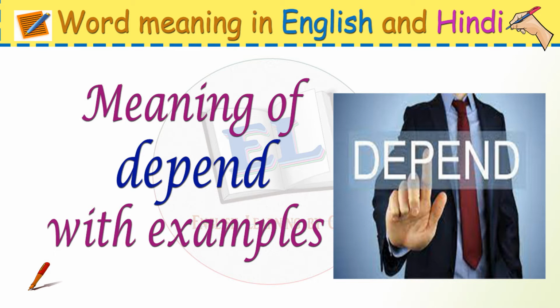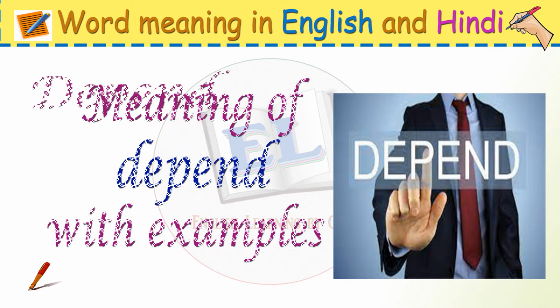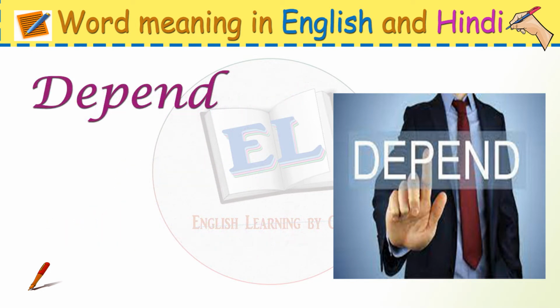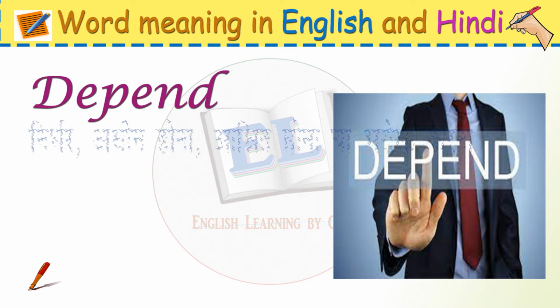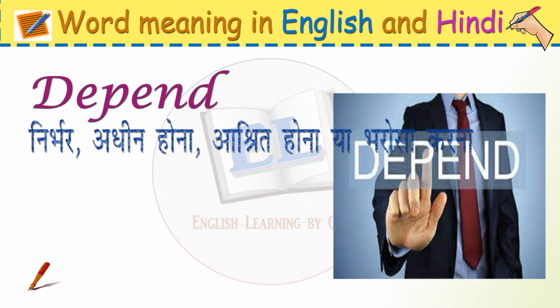In this tutorial we will learn the meaning of depend in English and Hindi with example sentences. Depend, meaning in English is be controlled or determined by, or be able to trust, rely on. Depend का हिंदी में अर्थ होता है निर्भर, अधीन होना, आश्रित होना या भरोसा करना.